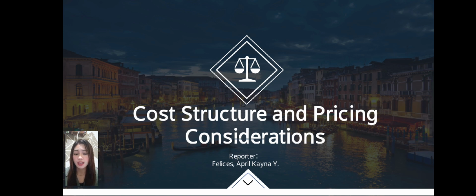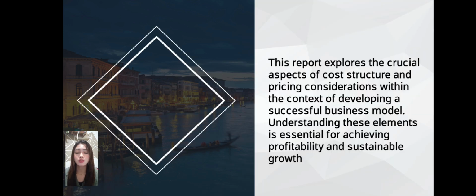Today we will tackle developing business models, which is the cost structure and pricing considerations. This report explores the crucial aspect of cost structure and pricing considerations within the context of developing a successful business model. Understanding these elements is essential for achieving profitability and sustainable growth.